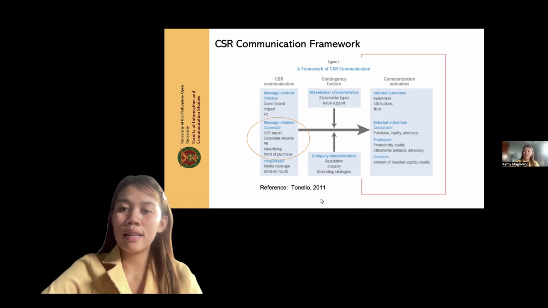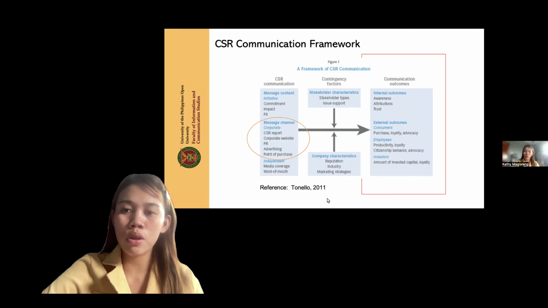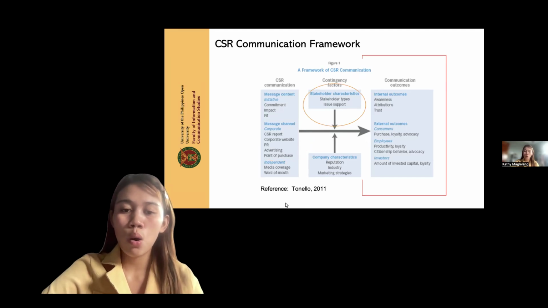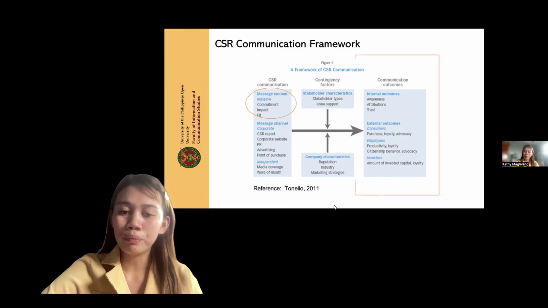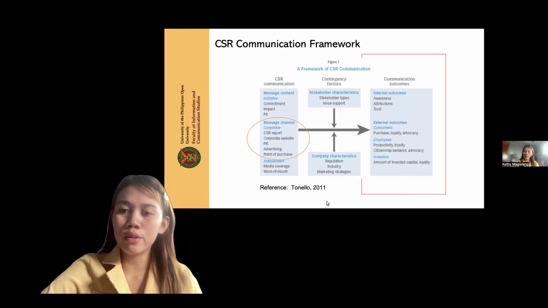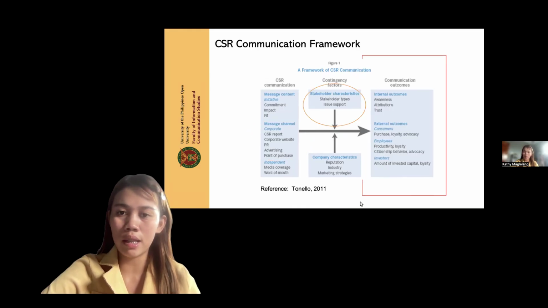The second component is communication channels. The communication channel shows that organizations use multiple platforms to communicate CSR, such as CSR reports, websites, advertising, and media coverage. It is important to choose the right channel depending on the audience. For example, formal reports are useful for investors, while social media may be more effective for the general public. Therefore, it depicts that communication is ongoing and not a one-time activity.